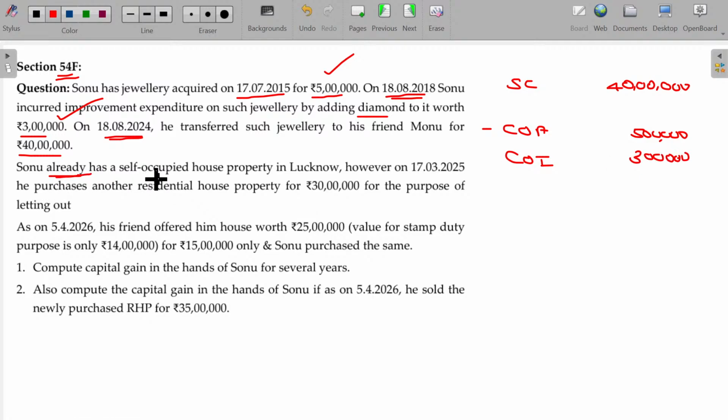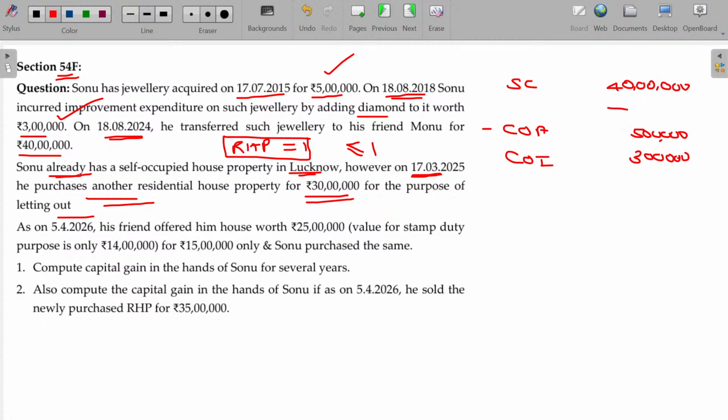Sonu already has an occupied house property in Lucknow. However, on 17/3/25 he purchases another residential house property. Already he has one residential house property. What is the condition? Should be less than or equal to 1. Yes, of course, it is equal to 1. And apart from that, he purchased another one for 30 lakhs for the purpose of letting out.